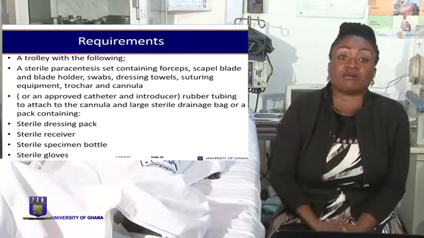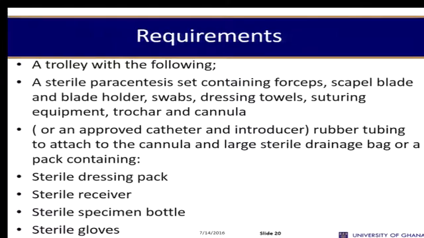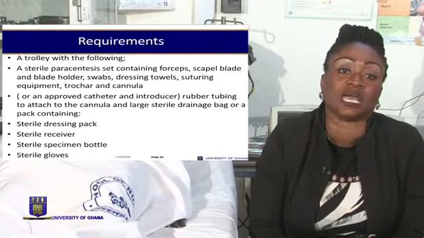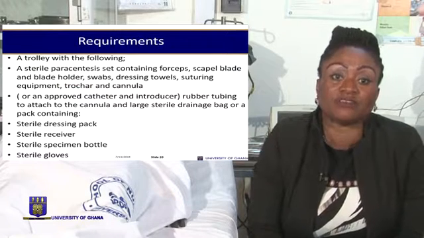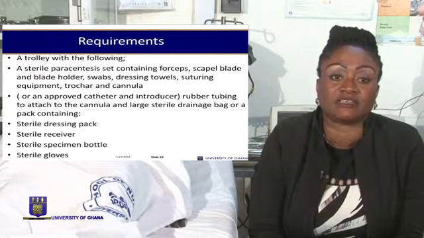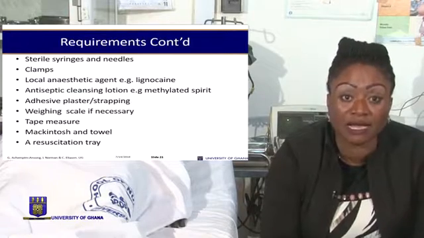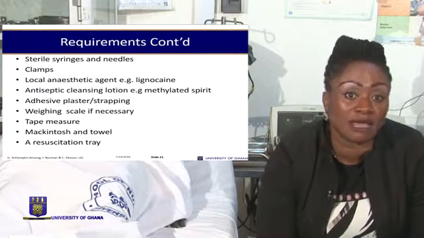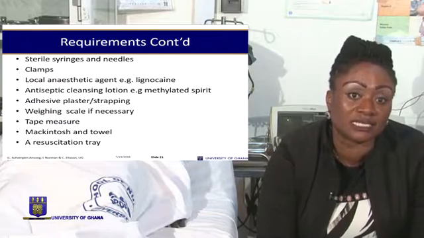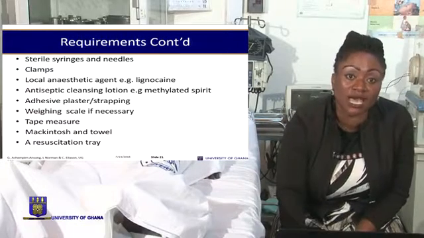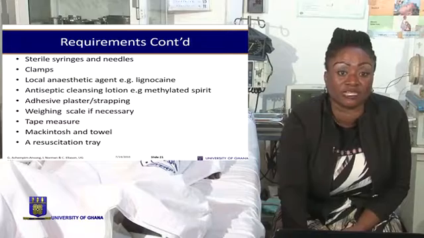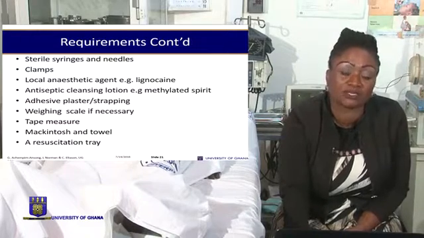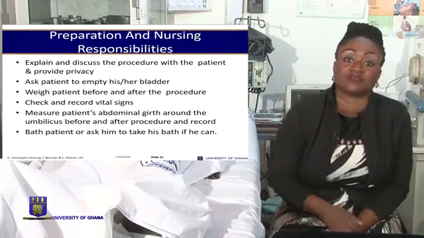We have the requirements. We need a trolley, or we have our paracentesis sets, which include forceps, scalpel blade, dressing towels, suturing equipment, trocar and cannula. We have a dressing pack, sterile receiver, specimen bottle, sterile gloves. Then we may need clamps, a local anesthetic agent, antiseptic cleansing lotion, adhesive plaster, weighing scale if necessary, tape measure, Macintosh and towel, and a resuscitation tray.